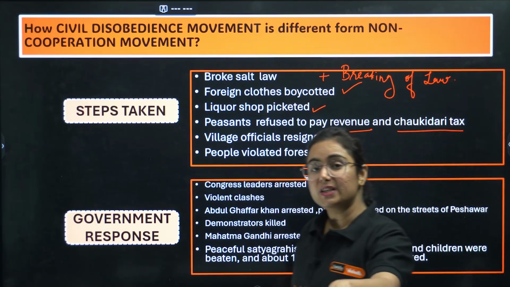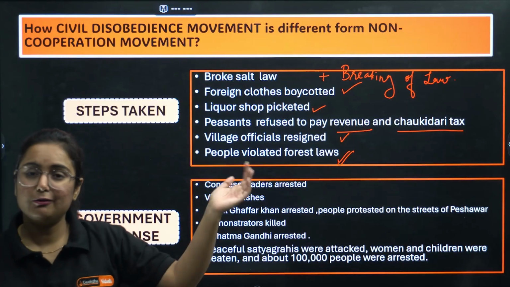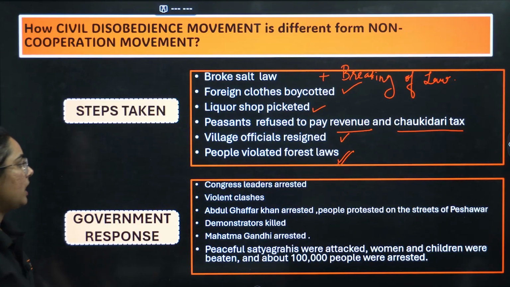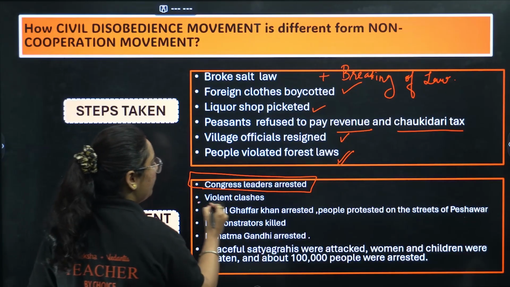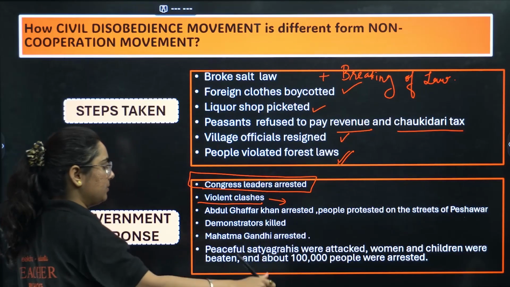What was the government's response to that? Now, will the government digest this? Not at all. The Congress leaders were arrested. All the major leaders from the country were arrested. There were violent clashes between the protesters and the Britishers.